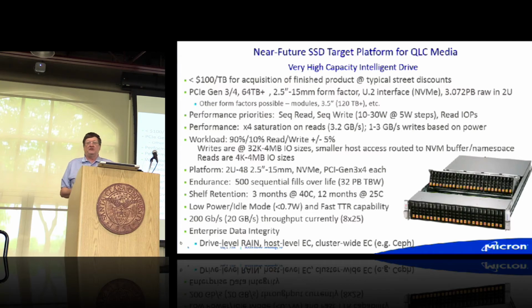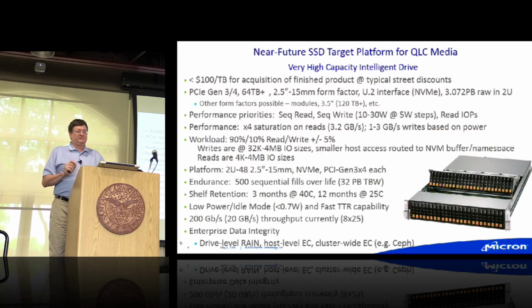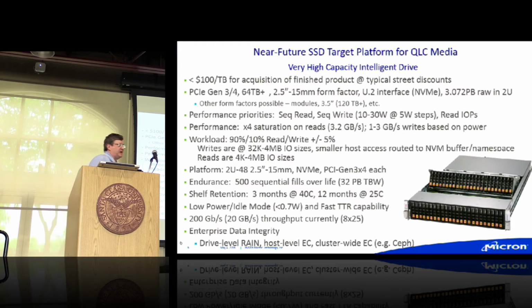But look at this: 500 sequential fills over life. Now that's a lot of data, because these drives are really dense, 64 terabytes per 2.5-inch, 15 millimeter. That's where we're going. So if I fill it 500 times, this is 32 petabytes total bytes written, which, by the way, is a much more accurate way to describe a flash drive. Drive writes per day implies some sort of daily average, which you and I know is, the technical term is bullshit. Workload goes like this all the time. So total bytes written is a much more accurate way to describe a device, I think.